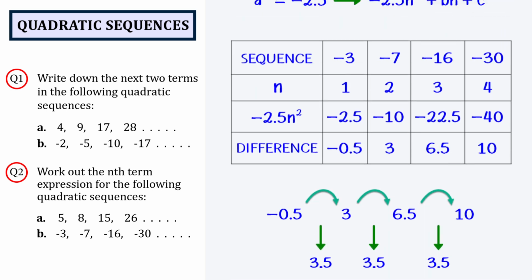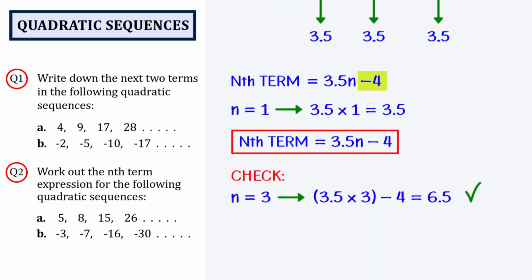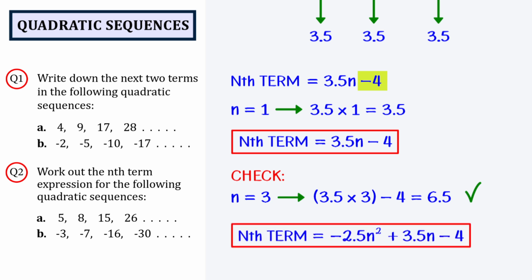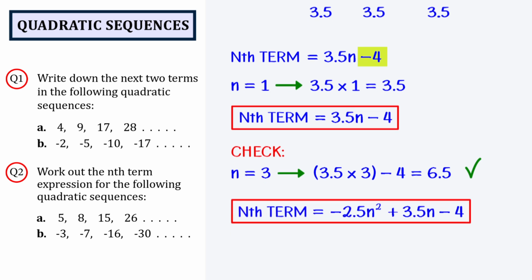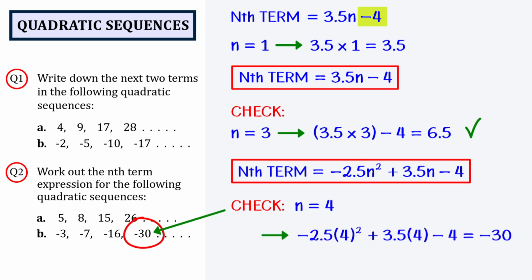And so putting this together with the minus 2.5n squared gives us the quadratic nth term expression, which is minus 2.5n squared plus 3.5n minus 4. Let's check this expression works in the original quadratic sequence by using n is equal to 4. We should get minus 30. So minus 2.5 multiplied by 4 squared plus 3.5 multiplied by 4 minus 4 is equal to minus 30. So the nth term expression is correct, and so that answers part B.